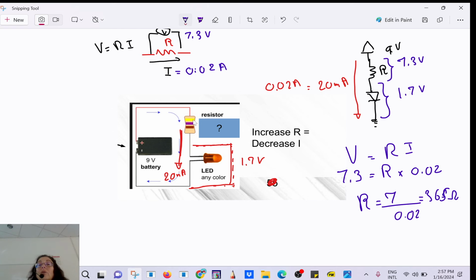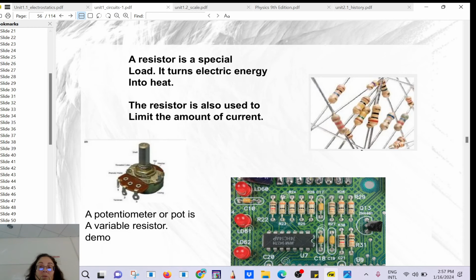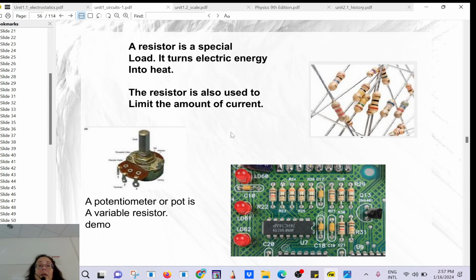The goal of the resistor is to make sure the current is limited to 20 milliamps, because if you look at the data sheet, the LED will fry if you go over 20 milliamps. Is that clear? It is very important if you work anywhere in the medical field, where you don't want to be electrocuted. Everywhere we use resistors.